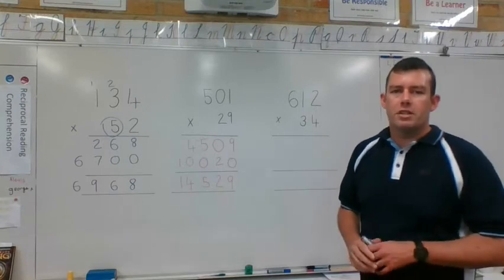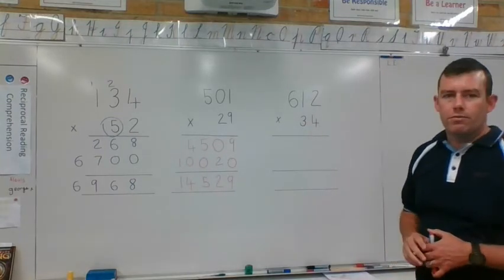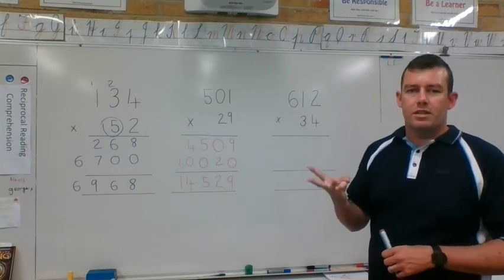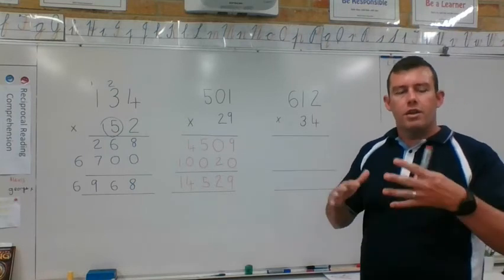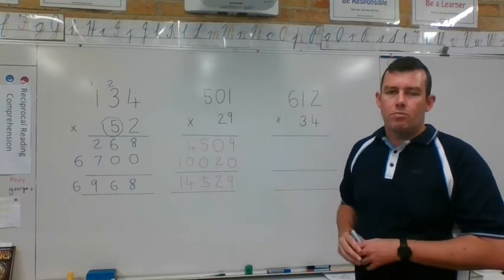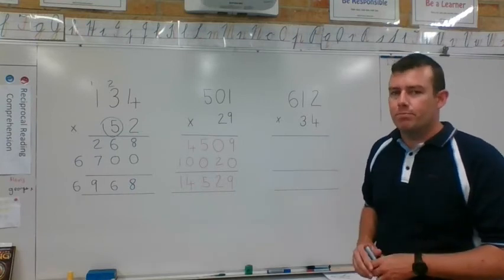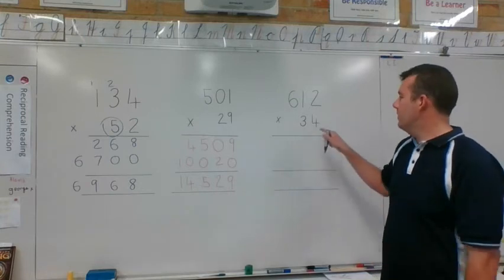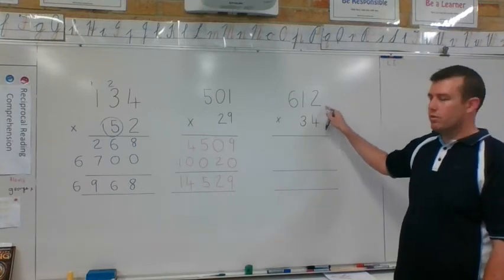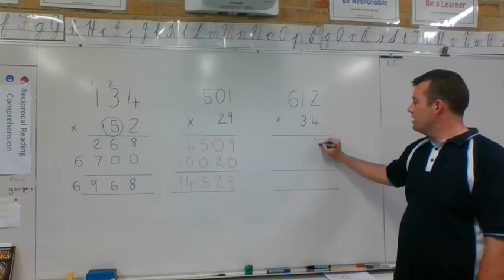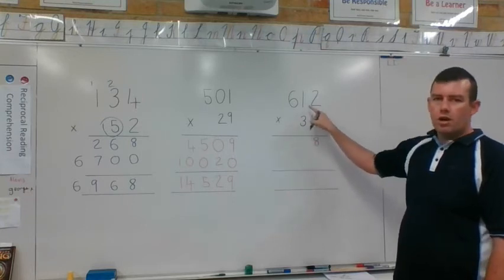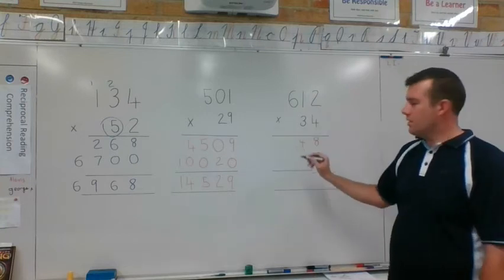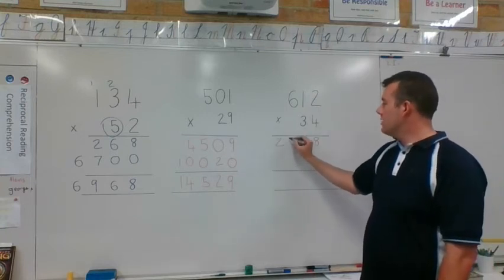All right, the final example, 612 times 34. Remember our three steps. Have a go on your own, and then come and check in with my working out to see how you went. Here we go. Let's have a go. 4 times 2 equals 8. 4 times 1 equals 4. And 4 times 6 equals 24.